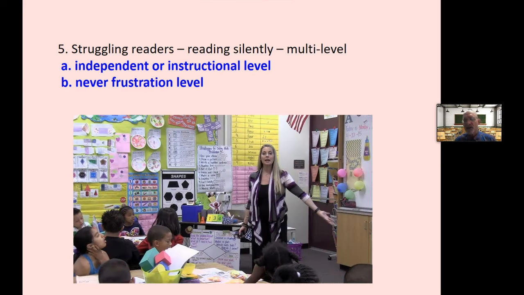Here's the thing about close reading, having students read it silently first. I never, ever want to frustrate a reader. If you're using it in a multi-level setting, students should never be asked to read anything at their frustration level. And in a general ed classroom or any classroom, you could have readers reading 2 or 3 levels above, 2 or 3 levels or more below. You don't want to frustrate them. They should be reading at their independent or instructional level.